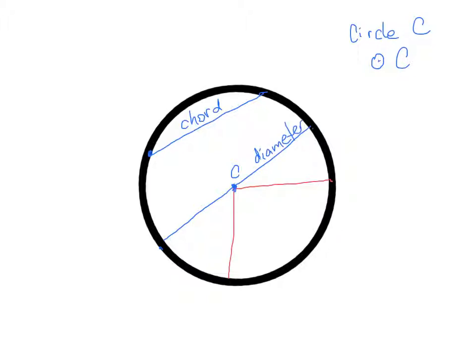So the relationship between the radius, which we have right here, and the diameter is very specific. Let's talk about that right now. I'm going to get a nice fresh circle so we can have this conversation.